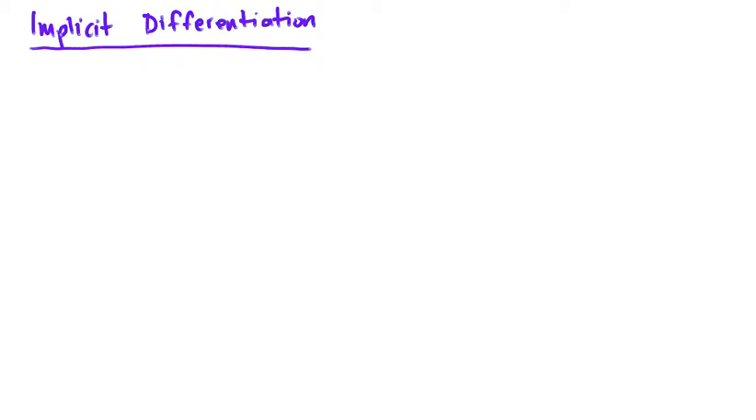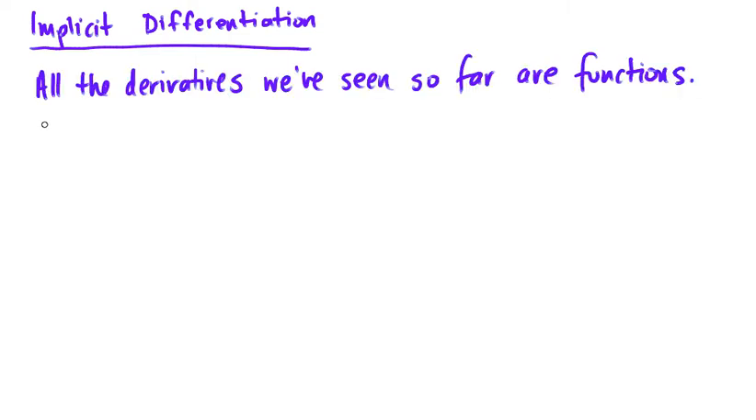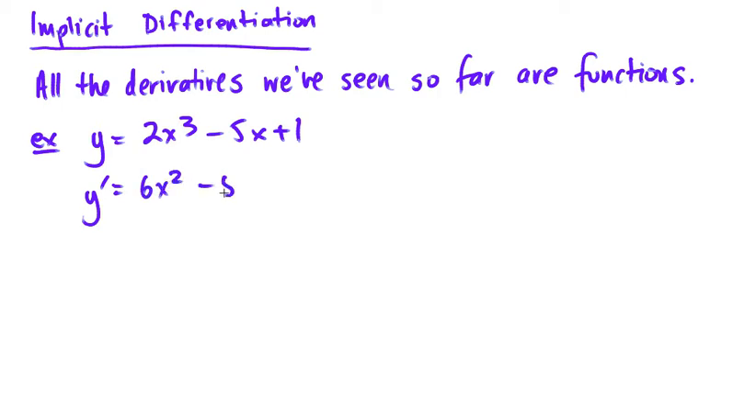Okay, implicit differentiation. So all the derivatives we've seen so far are functions. For example, we might have y equals 2x cubed minus 5x plus 1, and we've taken the derivative with respect to a certain variable. In this case, we take maybe the variable x, and we can use the rules and get our derivative. However, it is possible to take derivatives of relations or to take derivatives of variables not just x, and that's what we'll learn today.